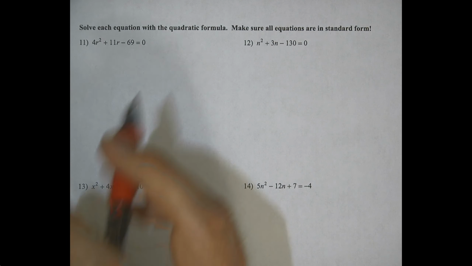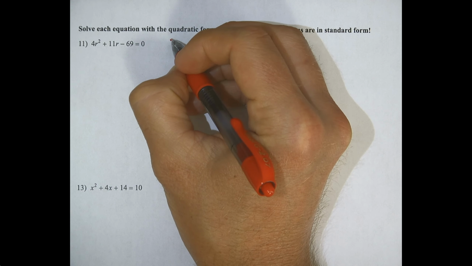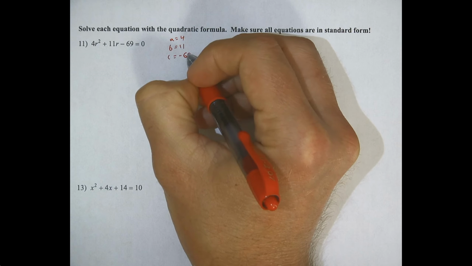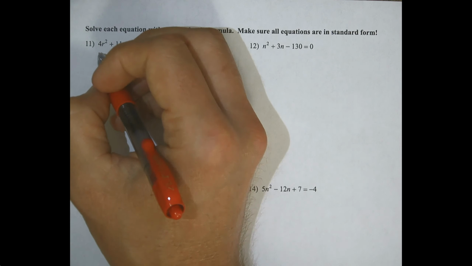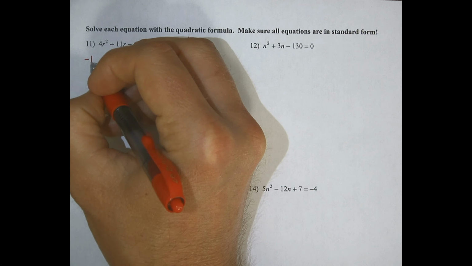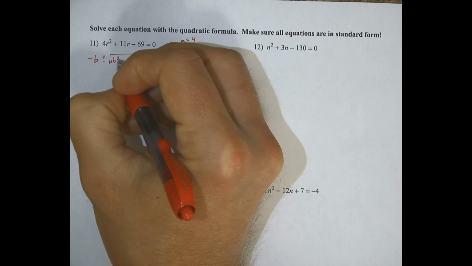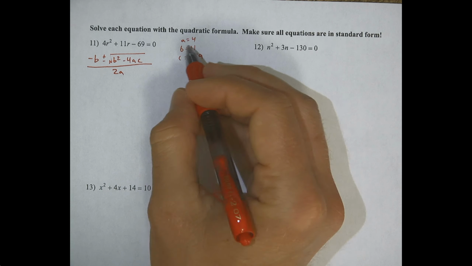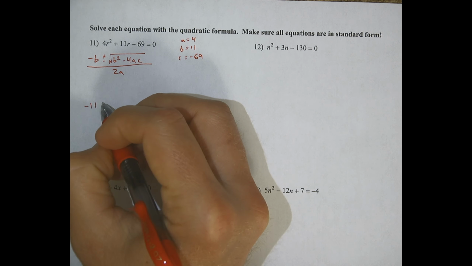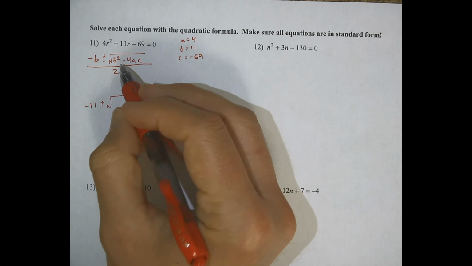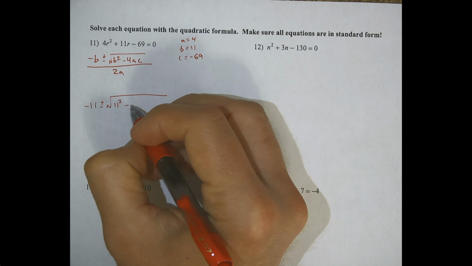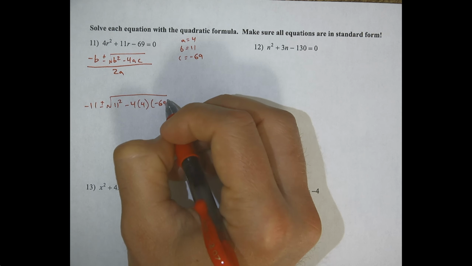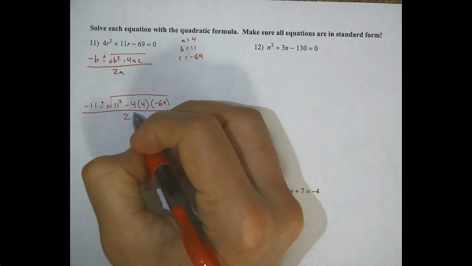So number 11 is in standard form, which means I can declare an A, a B, and a C. So A equals 4, B equals 11, and C is negative 69. So my full quadratic formula, and I want you to write it out every single time, is negative b plus or minus square root b squared minus 4ac. There's our discriminant over 2a. So plugging in, negative b is negative 11 plus or minus square root b squared is 11 squared minus 4 times 4 times c negative 69 over 2 times a, so over 2 times 4.